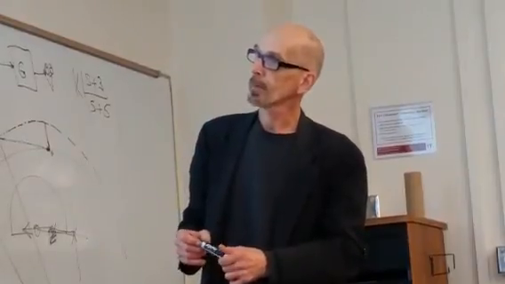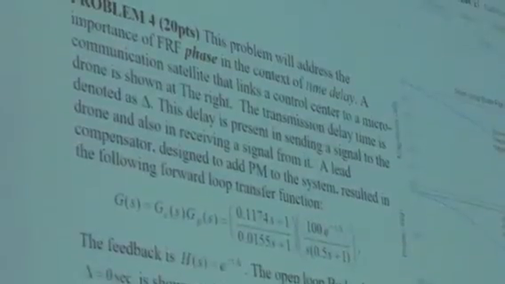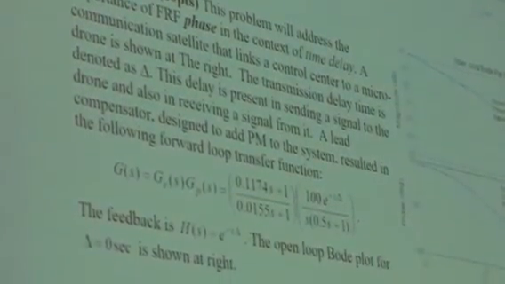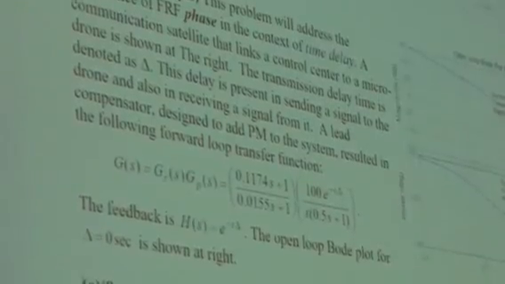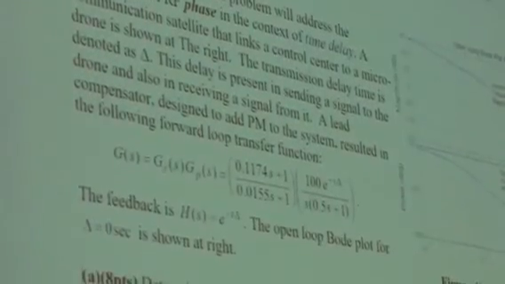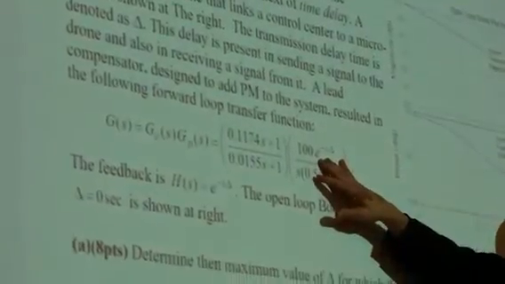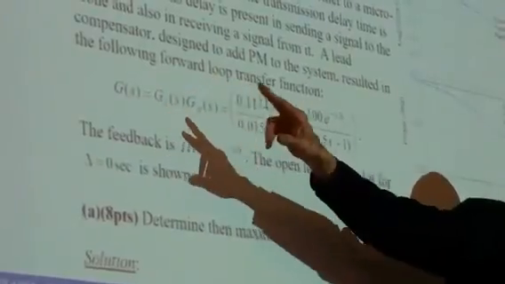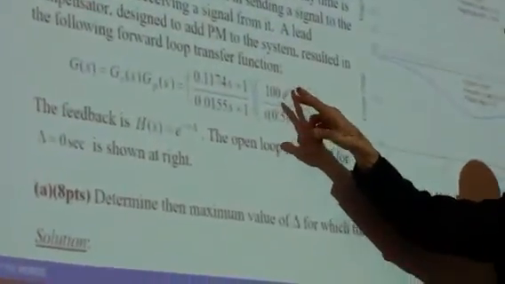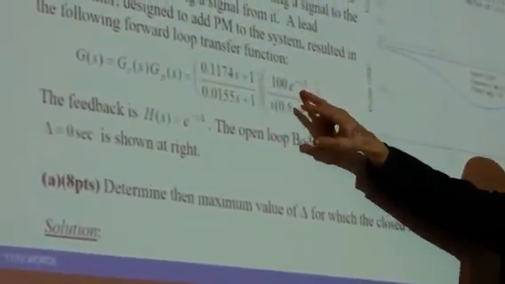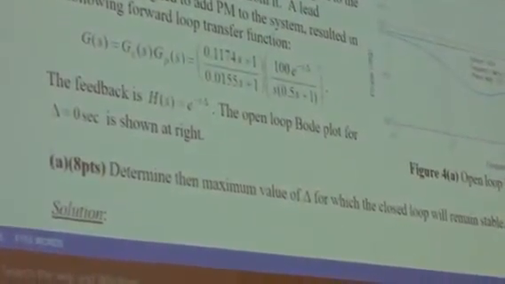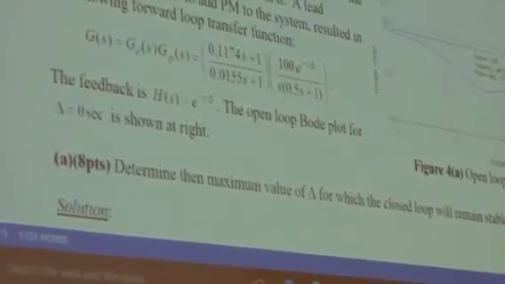All right. A lead compensator designed to add phase margin to the system resulted in the following forward loop transfer function. So you're not designing a compensator. This is the designed compensator. And this is the forward loop transfer function. It's got that delay in it. That's the transfer function for a delay. So there's the forward loop delay, but remember, you also have a feedback loop delay. Don't forget that in your open loop.